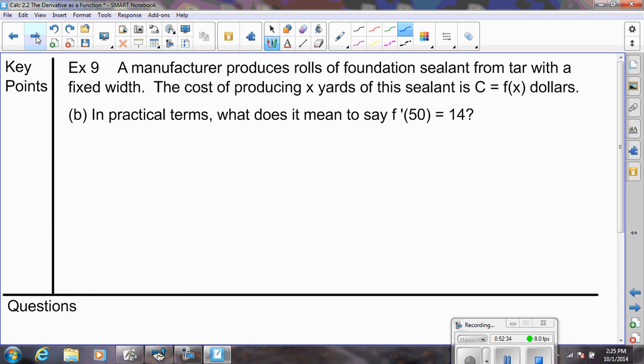So in practical terms, what does it say? What does it mean to say f prime of 50 equals 14? Well, remember, this is talking about the additional cost.